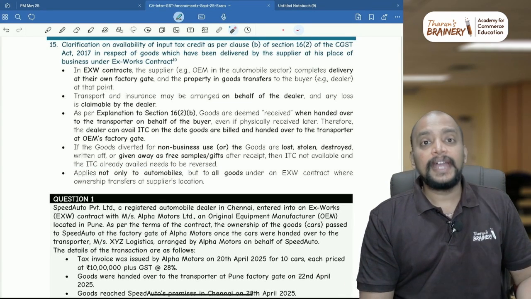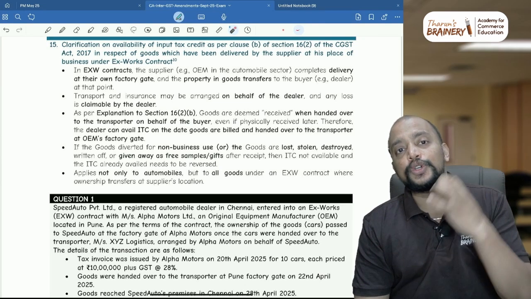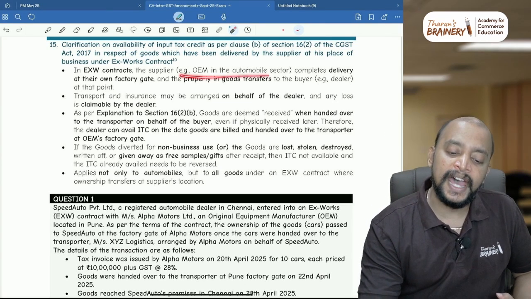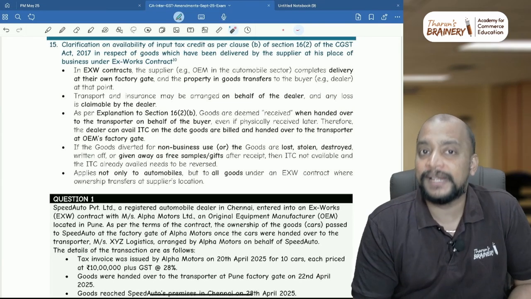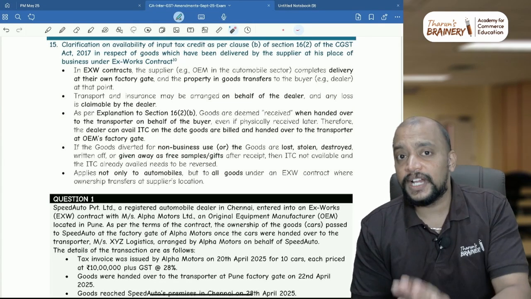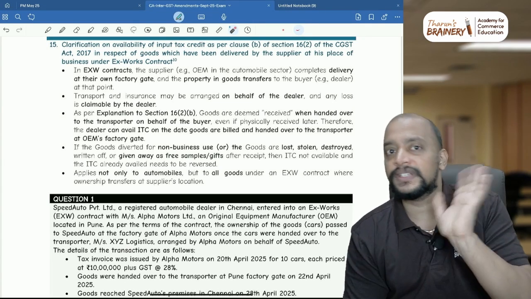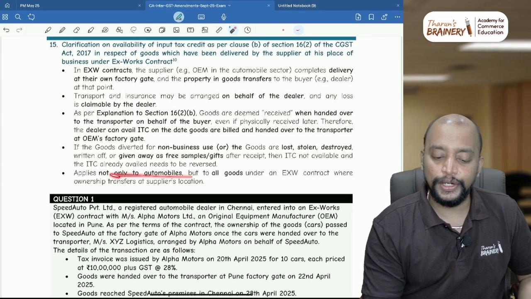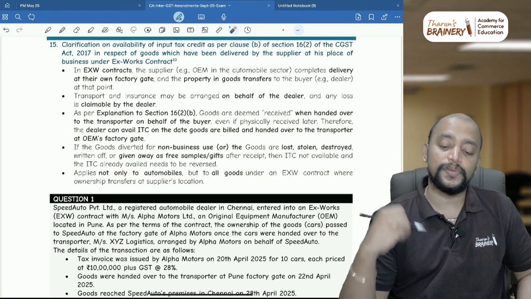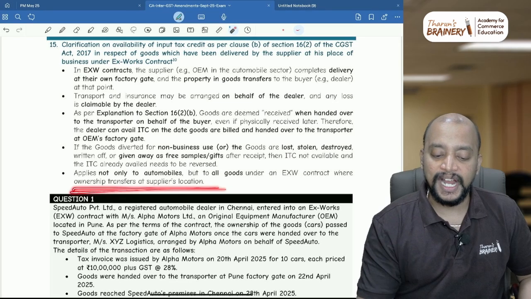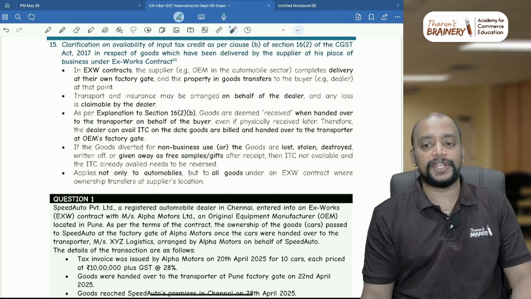Got it? And this is not only applicable to the automobile sector, even though we are discussing it in the context of the automobile sector, but for all goods this will be applicable. It applies not only to automobiles but to all goods on ex-works contract where ownership transfers at the supplier's location.